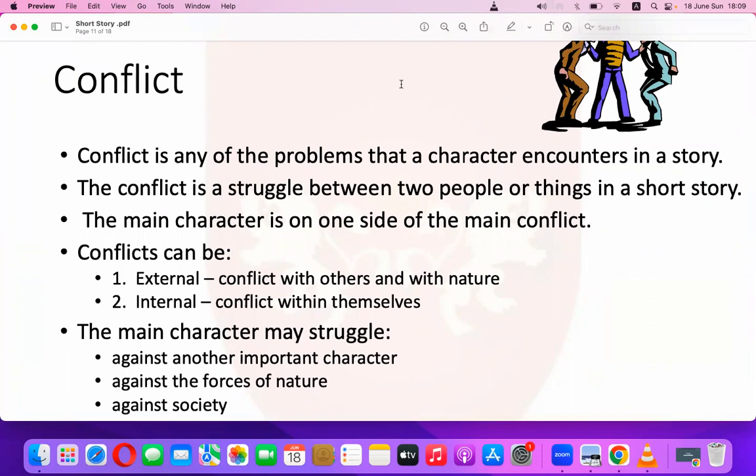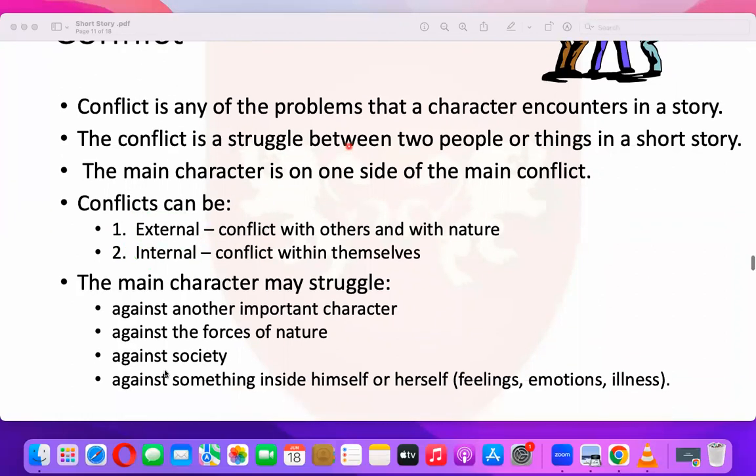Okay. And this conflict has two types: internal and external. So external, some characters with other characters, it happens a conflict between the characters. The other one, internal, is the character with themselves. Okay, like the emotions, feelings, by himself, with himself. Yes. For example, like against.